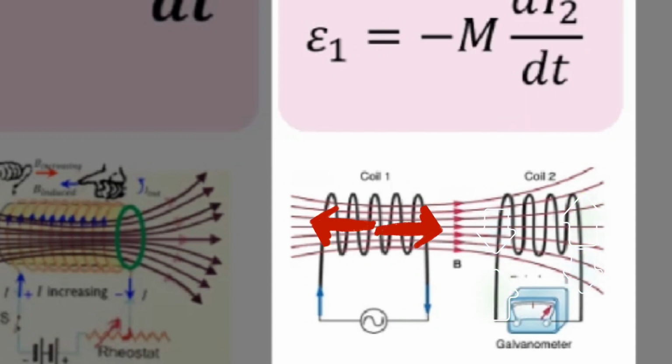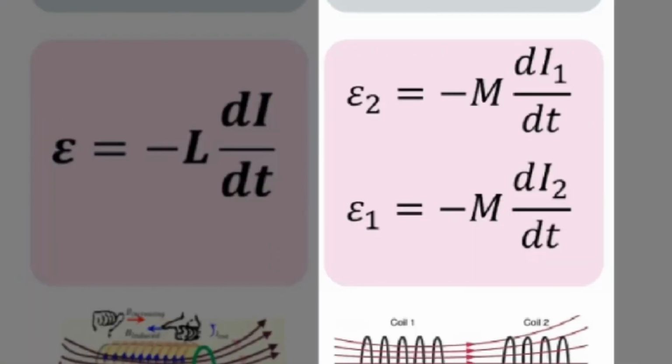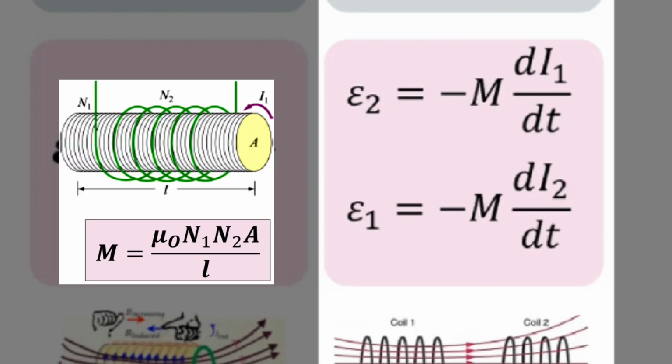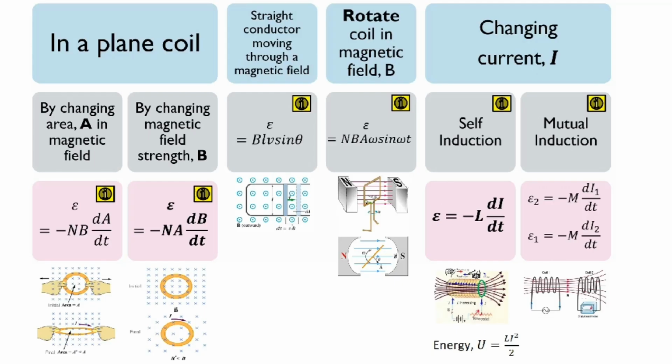The formula for this induced EMF is given by EMF equals negative M di over dt, where M itself is M equals mu naught N1 N2 A over l. That's all for the overview of Chapter 5.